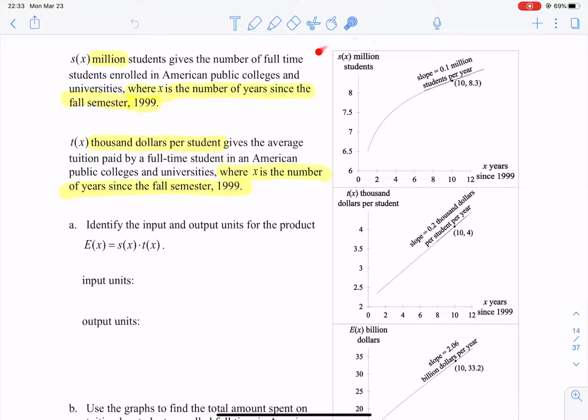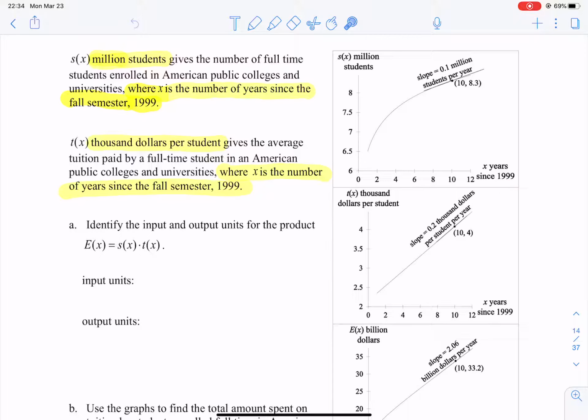The first one, s of x. I'm sorry, this is not just "thousands," you have to include the whole unit. That is thousands of students, not just thousands. This is a very common mistake. You have to use thousands of students. So here, from the function graph, we can see s of x in thousands of students. Input is x, years since 1999.